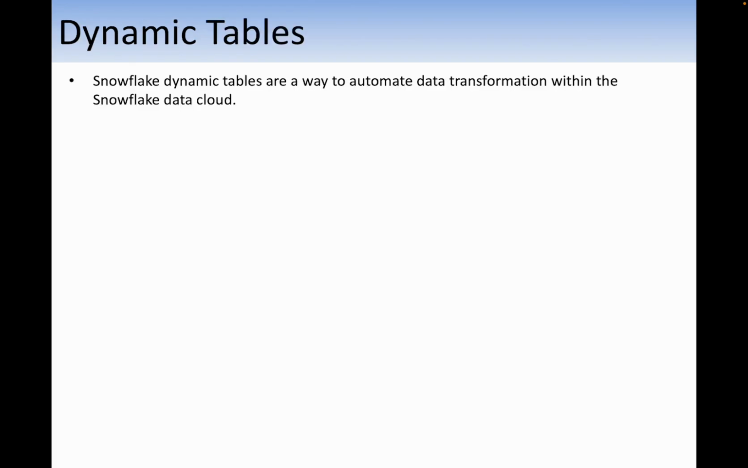Snowflake dynamic tables are a way to automate data transformation within the Snowflake data cloud. We are looking at data transformation, right? Let's say you have a fact table where you are continuously inserting, and you want to build a summary table on it, right? So you want to have a continuous summary table. How to do that? You can have a Spark job running, or you can have a task job with a stored procedure and all that stuff. But now with the dynamic table, things are made easy.